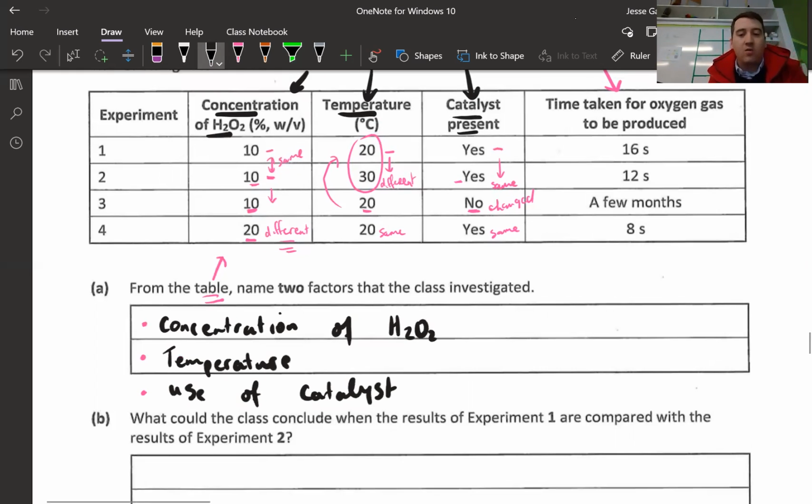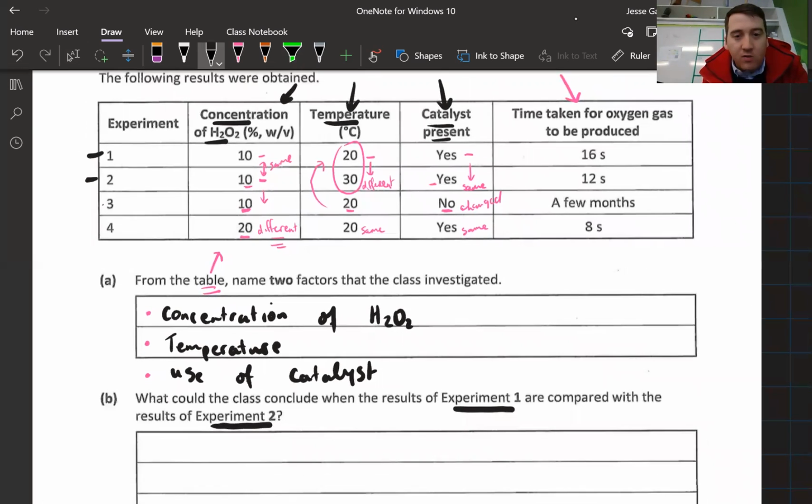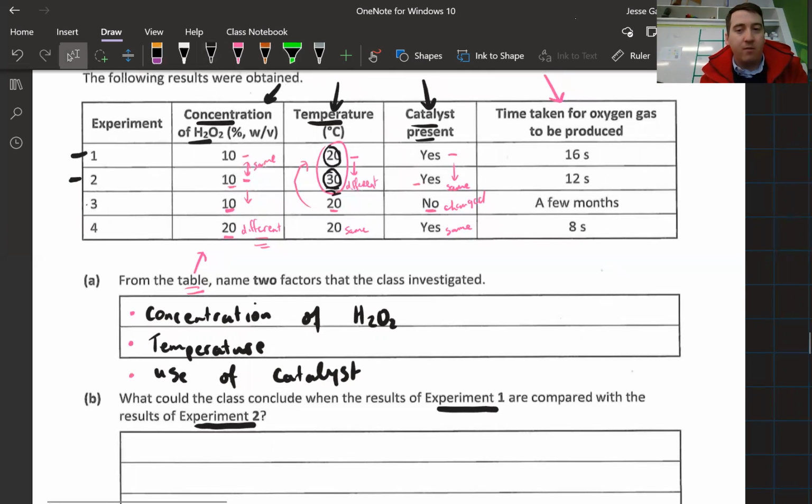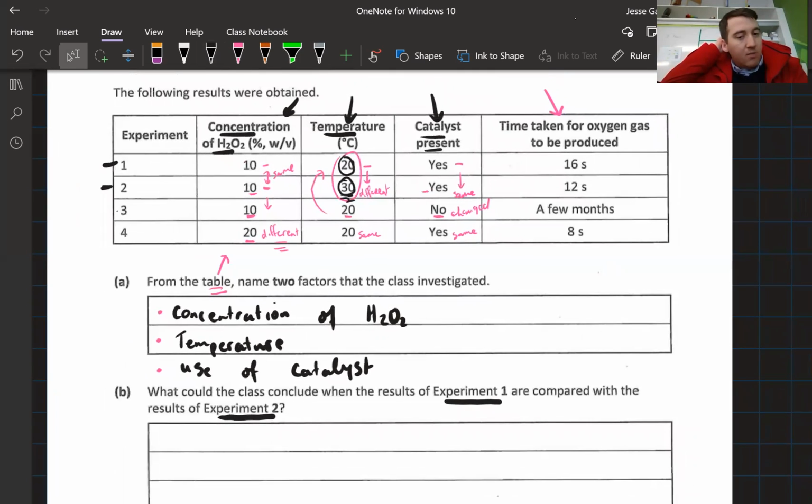On to the next one. What could the class conclude when the results of experiment 1 are compared with the results of experiment 2? So for this question, we can forget all of experiment 3 and 4, and we're just comparing 1 and 2. What's the difference between them? So what could we conclude? The only thing that's different between 1 and 2, we said, was the temperature. In experiment 2, the temperature is higher than experiment 1. So now that you know that, I want you to tell me, what conclusion can we make? How does that impact the result? So pause the video and write down a conclusion here. Pause the video, do that now.